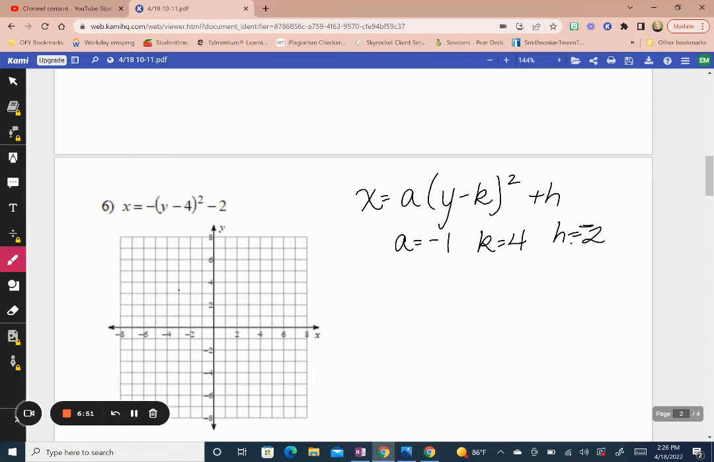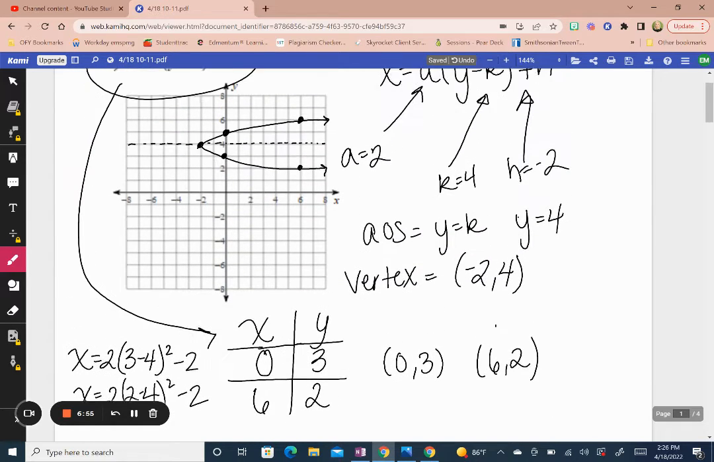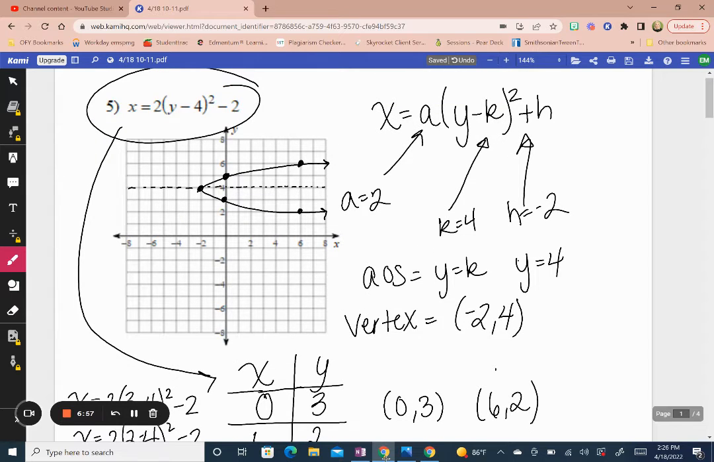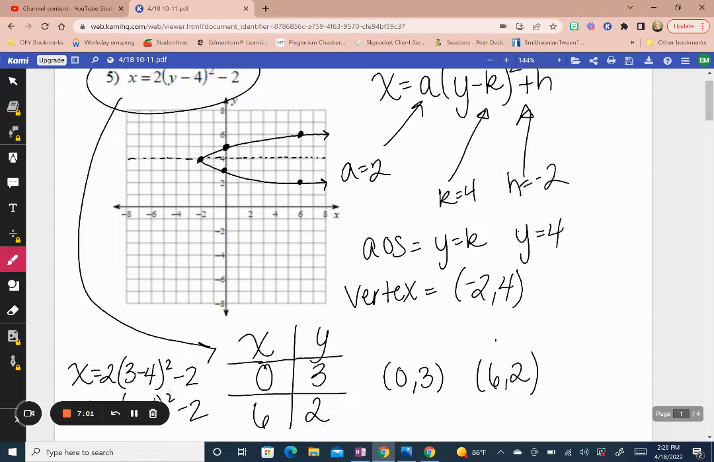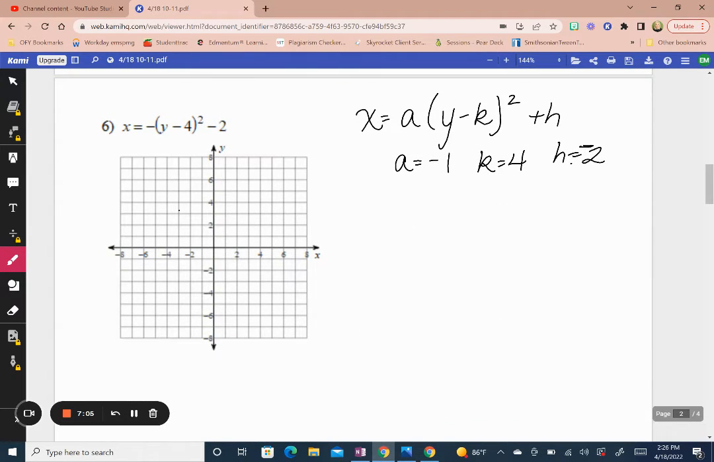So you can actually see above, it's very similar to what we did right here. H and K are the same. The only difference is A. You can see how A is positive here, so it's going to the right. If A is negative, it's going to be pointed towards the left. Okay, so same thing, my vertex is negative 2, 4.